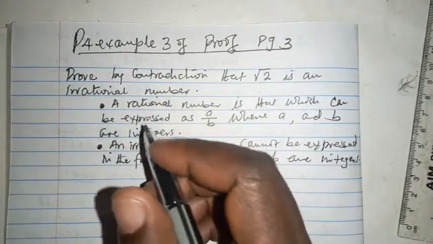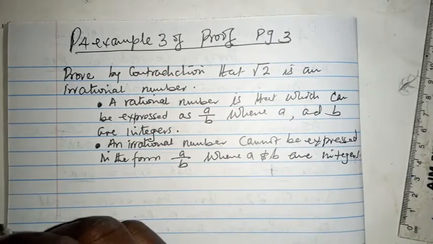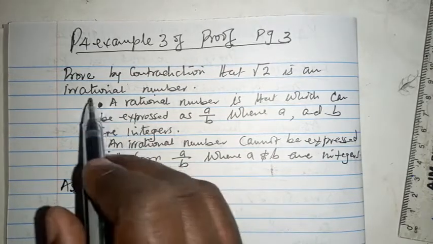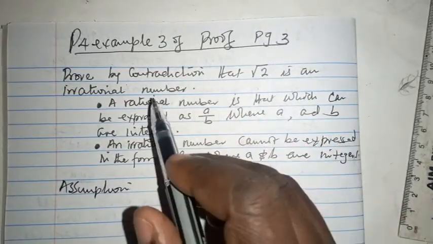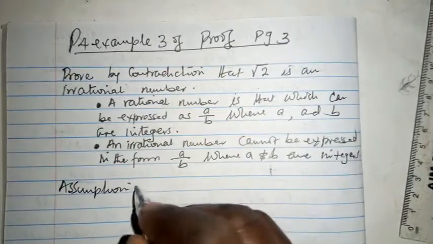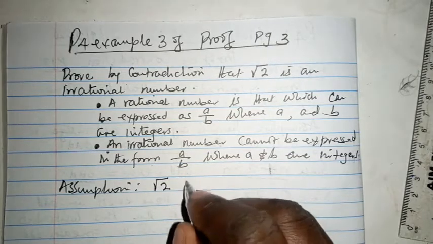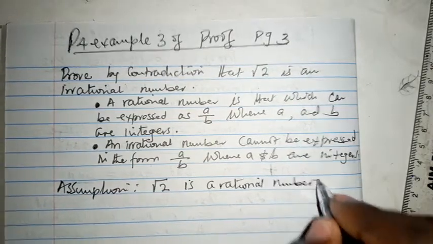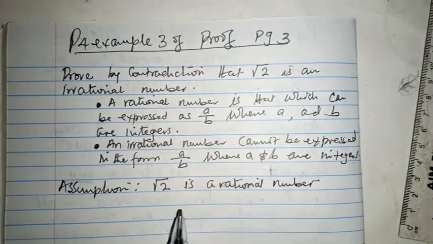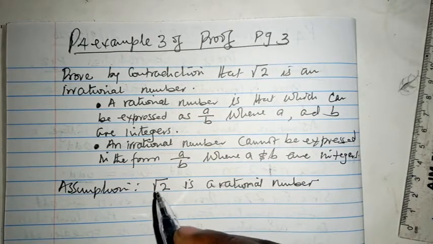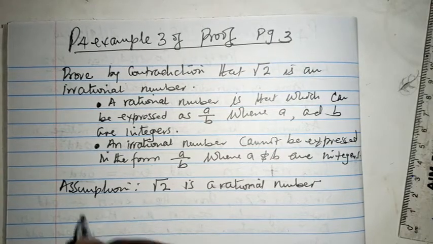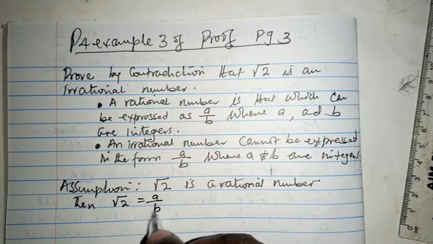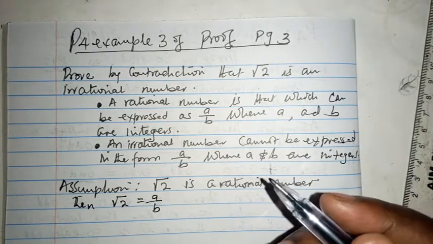So with that in mind, we have to have our assumption. What are we assuming? We are supposed to prove by contradiction that root 2 is an irrational number, so our assumption is that root 2 is a rational number. If it is a rational number, then root 2 can be expressed as a over b for some integers a and b.